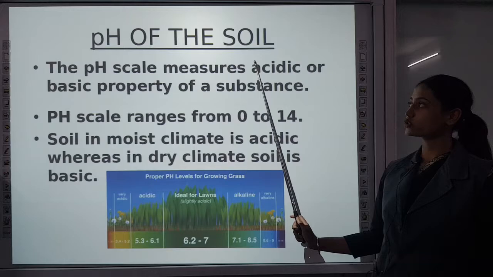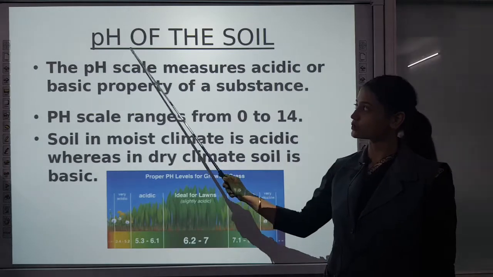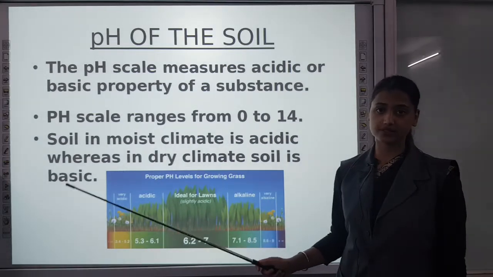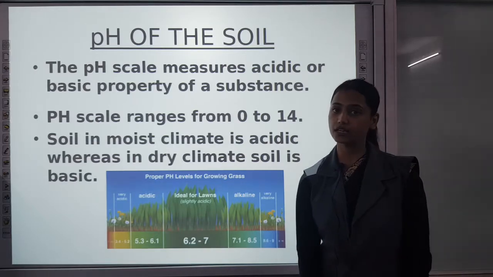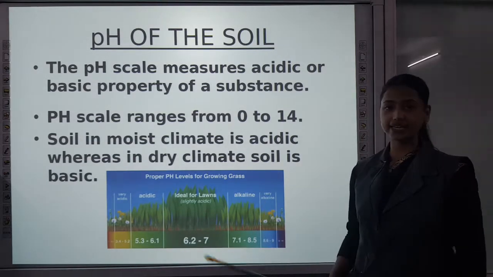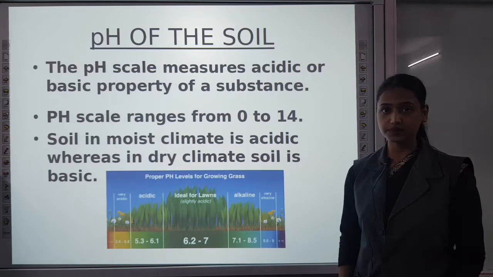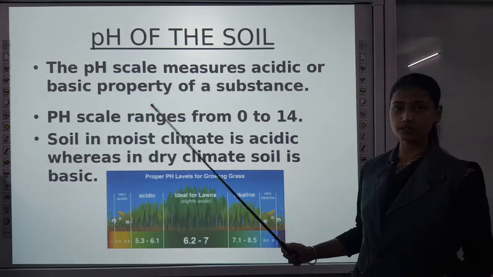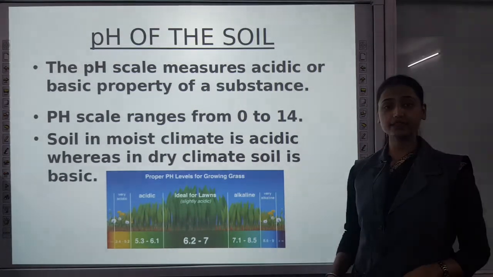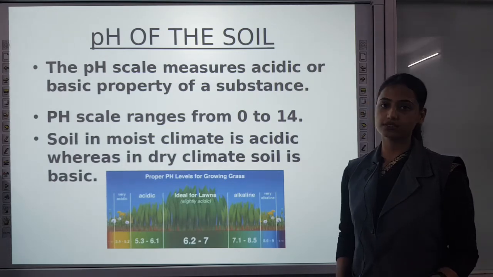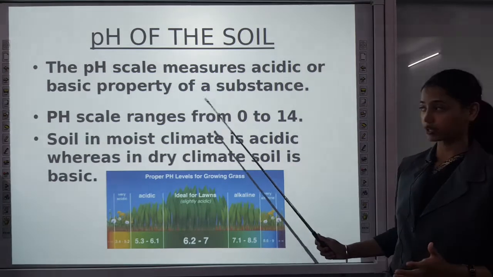Now pH of the soil. We have discussed this pH in chapter 5, acid, bases and salt. Do you remember what is pH scale? It measures the acidity or basicity of any substance. So pH of the soil means we are discussing the pH, the acidity or basicity of any given soil.